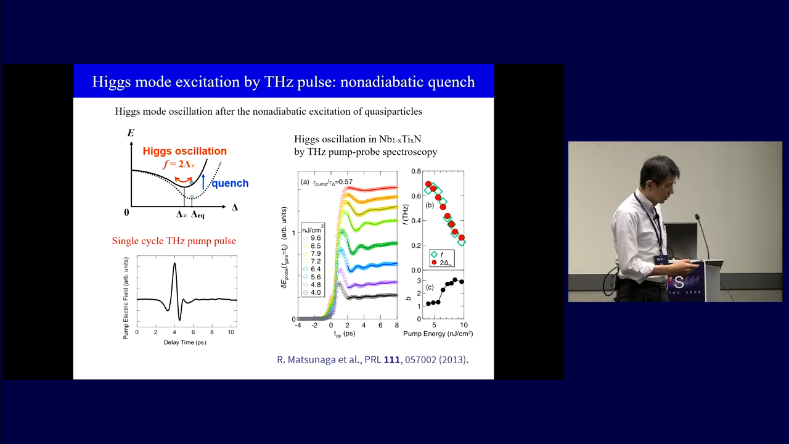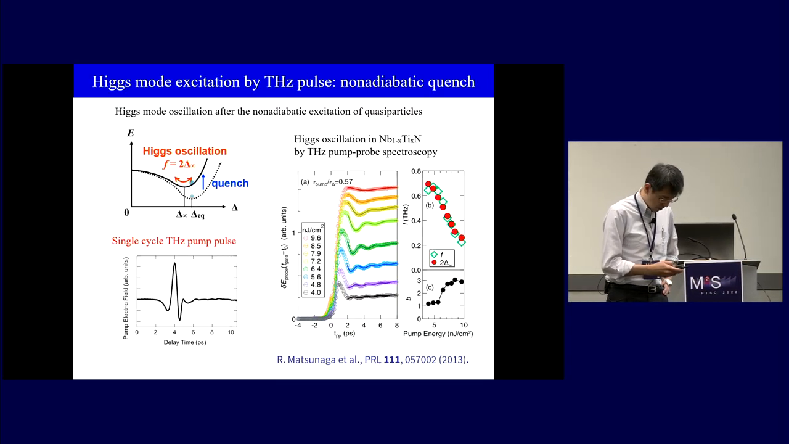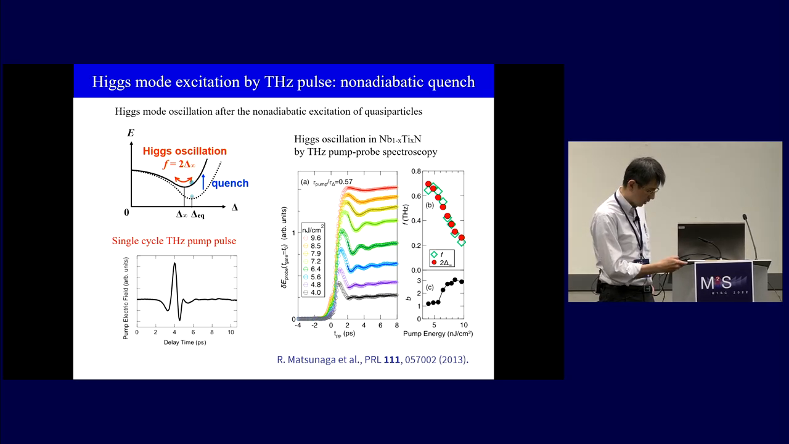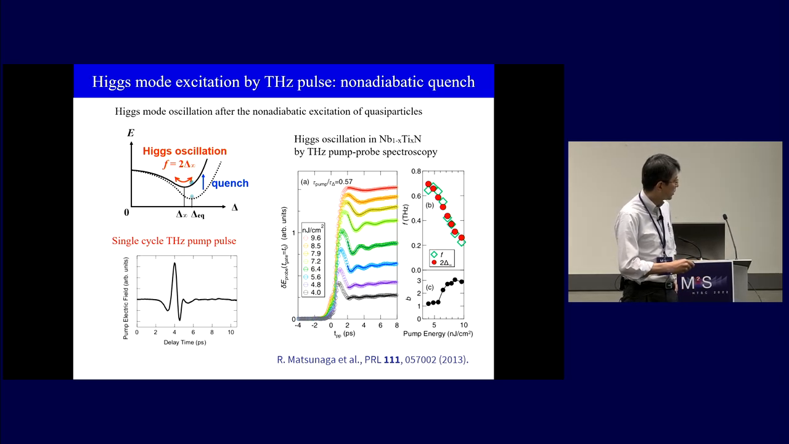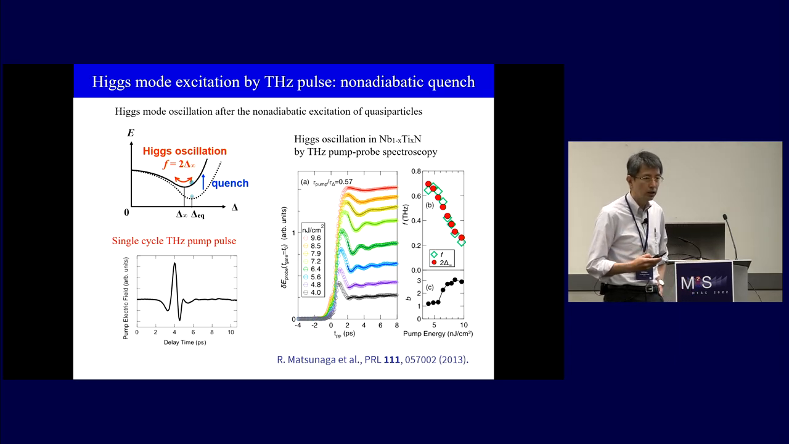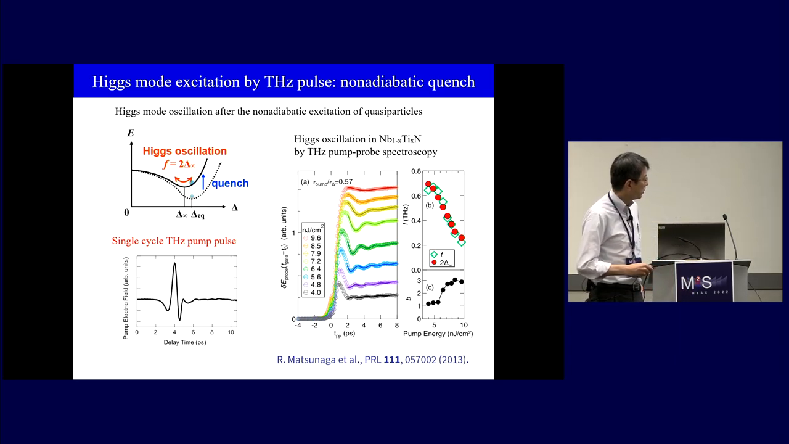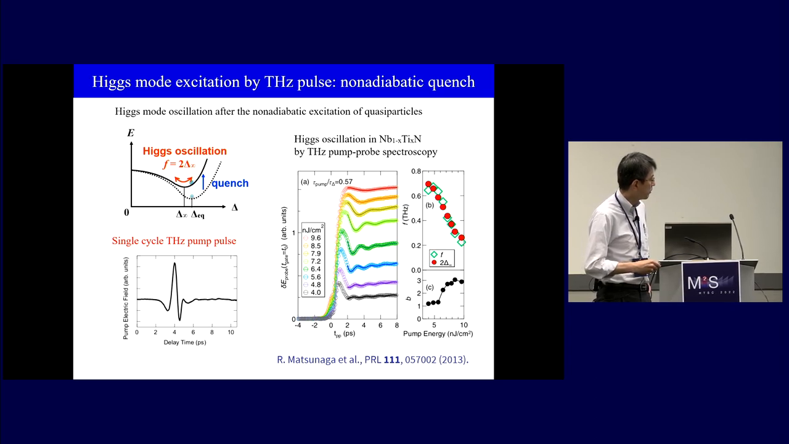Okay. So the first experiment was done by this terahertz quench. In this case, we used a single cycle terahertz pulse to quench the superconductivity. Then after the quench, you can see this oscillation. This is sort of a free induction decay of the Higgs mode. And with increasing the quench magnitude, this oscillation becomes slower and slower because the order parameter becomes smaller and smaller.